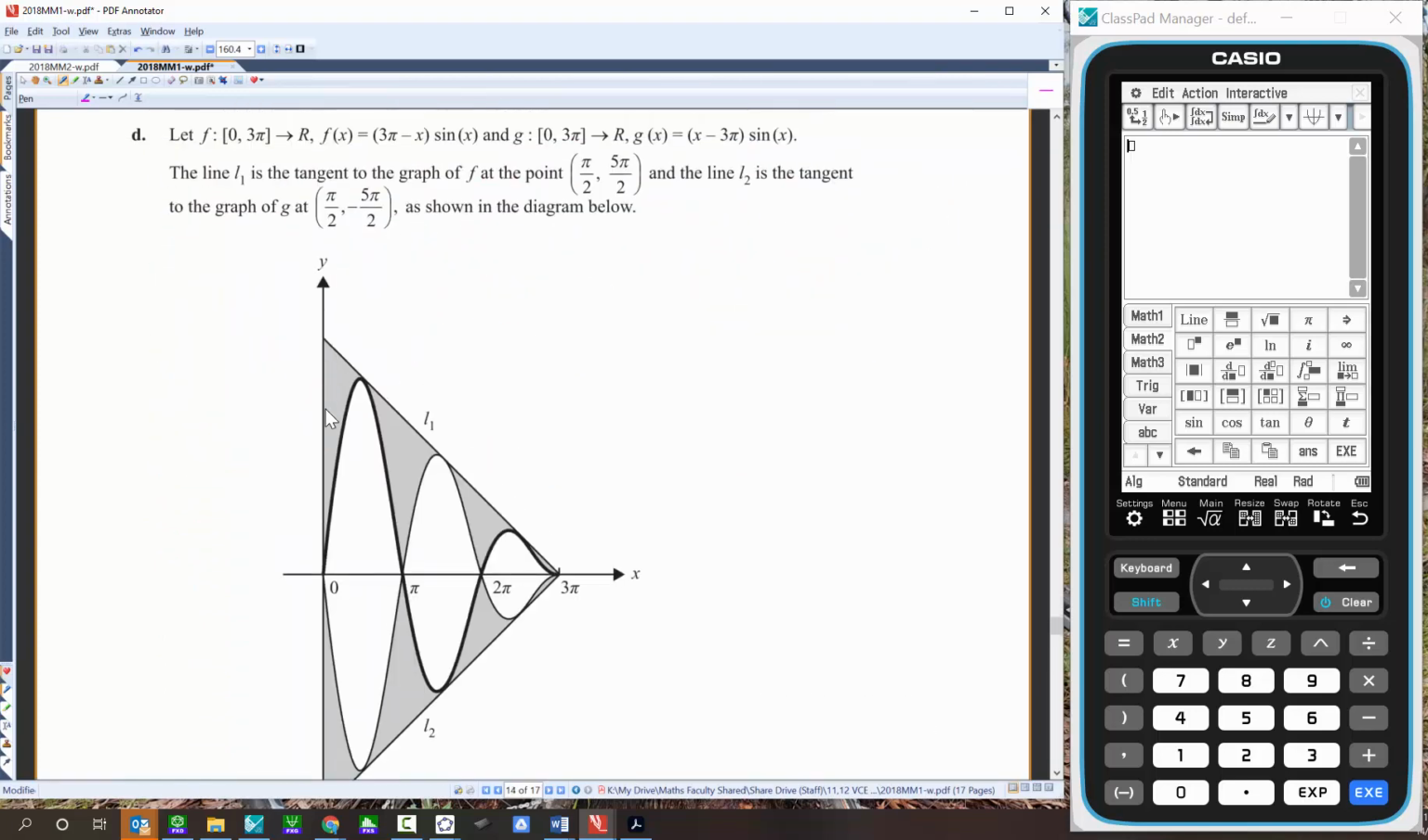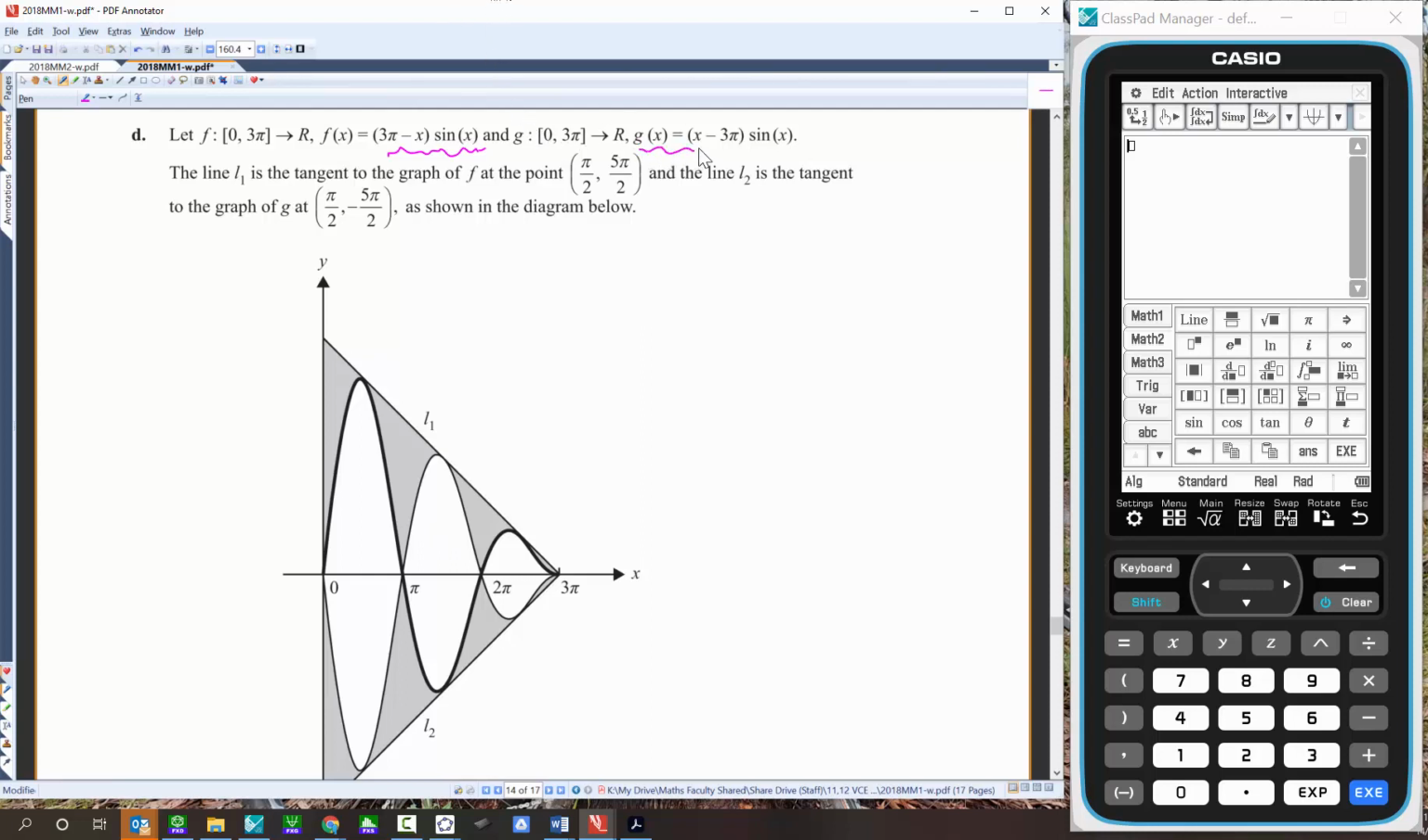All right, and on to the final question of the paper. So what we've got here is the graph. This is the transformed graph. So that's what it looks like. So it's been moved 3 pi units to the right and reflected.